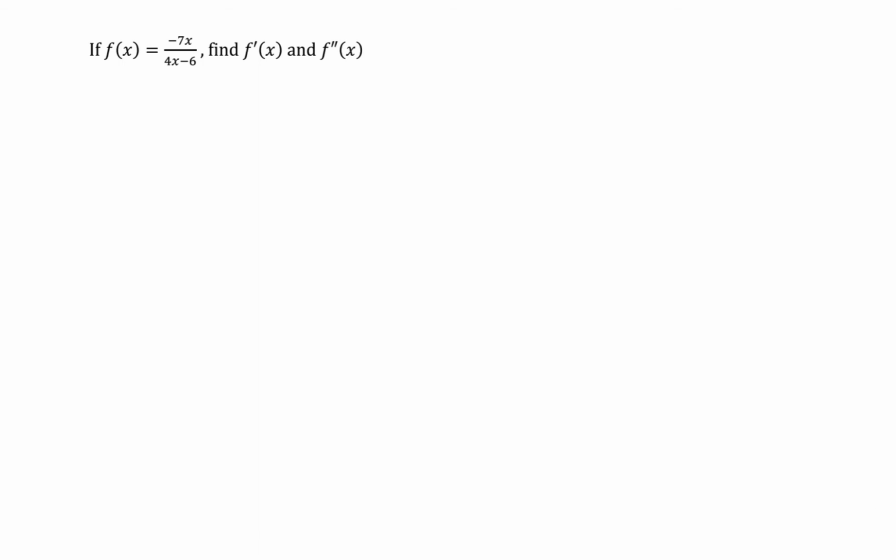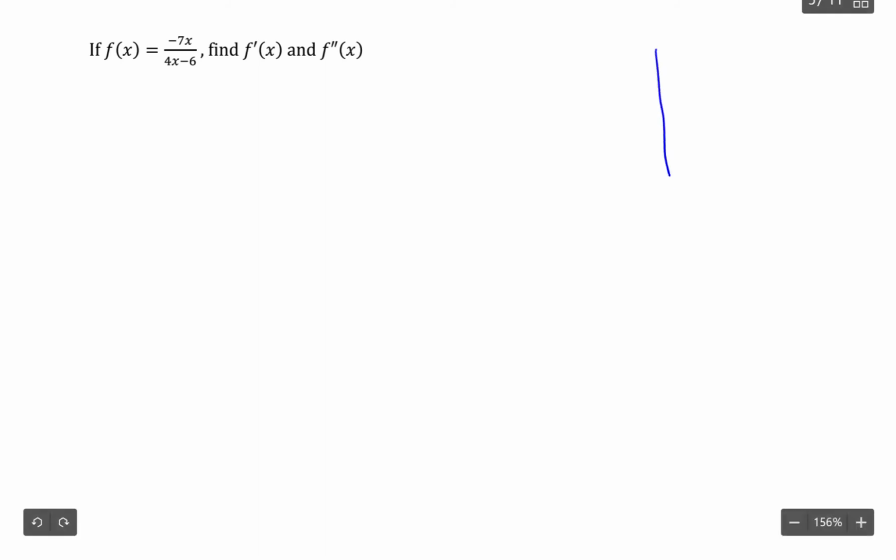If f of x equals negative 7x over 4x minus 6, find f prime of x and f double prime of x. In this case, we do need to use the quotient rule to find at least the first derivative. I'm not sure what will happen in the second, but let's start there.